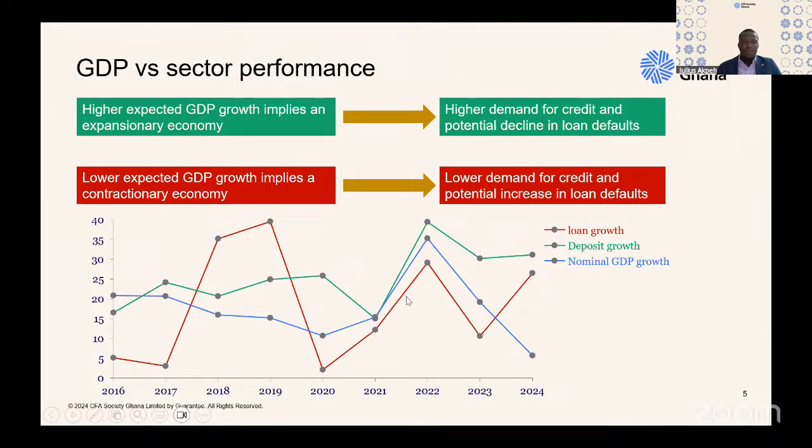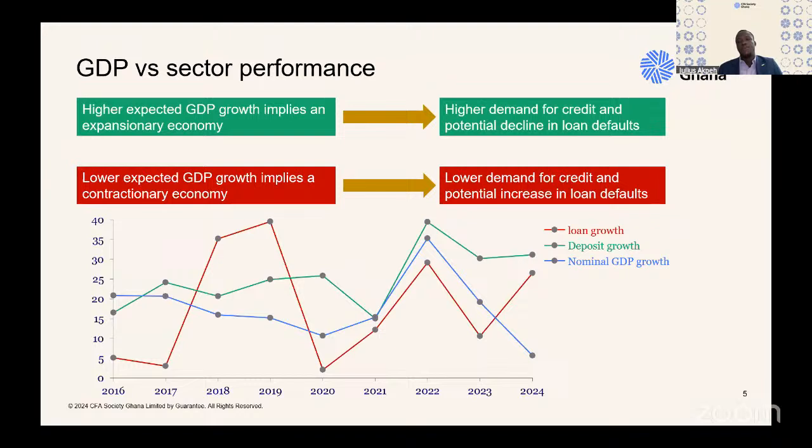No, let me correct something. What I'm showing you here is the top 5 banks in the country because I have 2024. I should have labeled this properly, the top 5 banks. I mentioned them before: Ecobank, GCB Bank, Fidelity Bank, Stanbic Bank, ABSA. Those are the top 5 banks by assets and deposits.